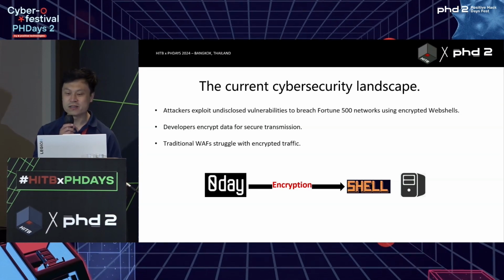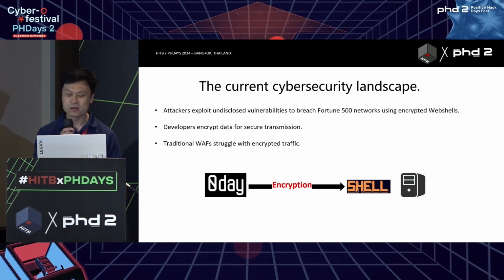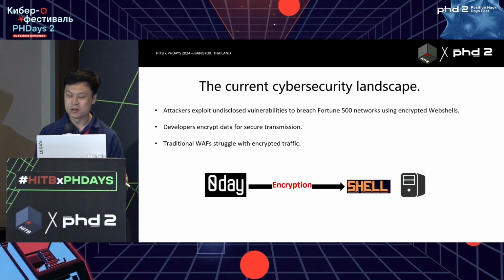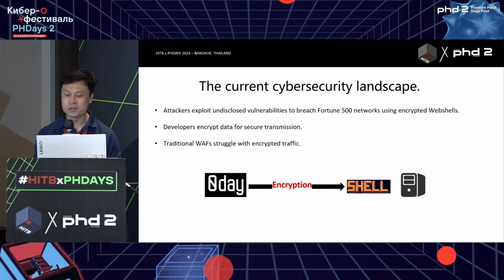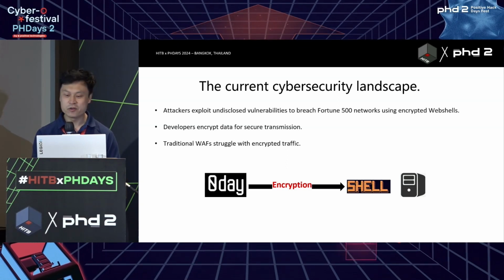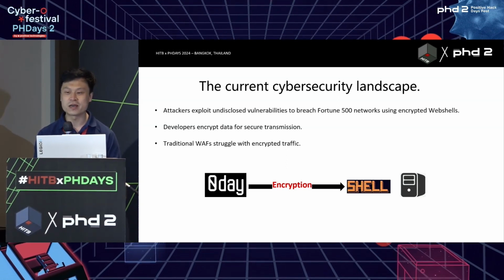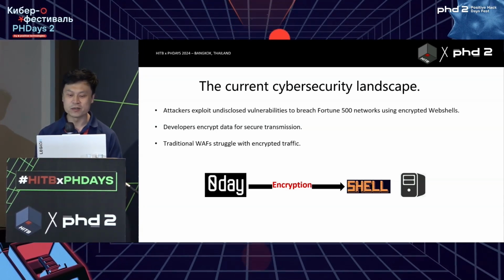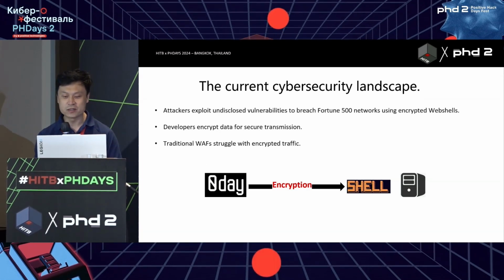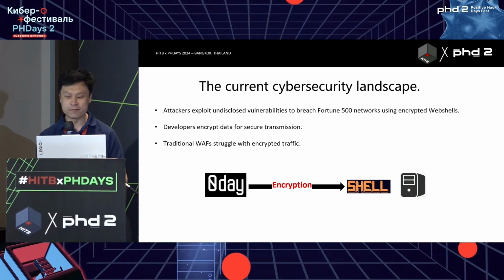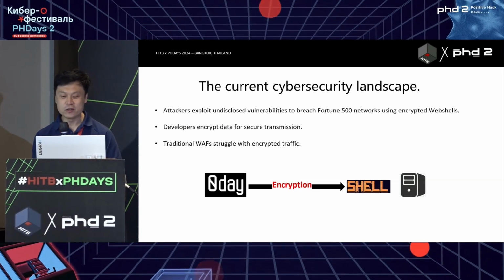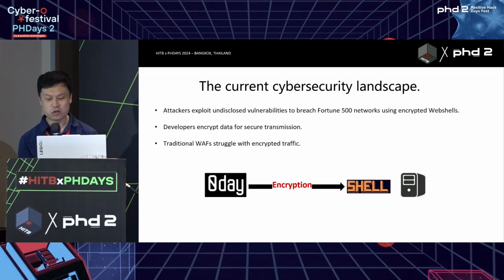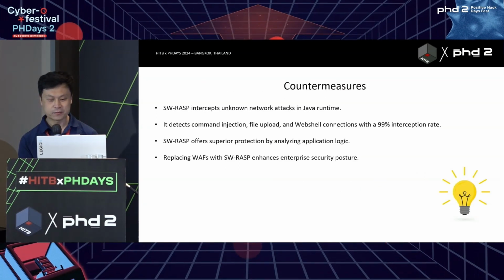In today's landscape of cyber attacks, attackers often exploit zero-day or undisclosed one-day vulnerabilities to breach the internal network of Fortune 500 companies. They frequently utilize remote control tools like WebShell. And as we know, developers will also encrypt traffic before transmission to enhance security. So the traditional WAF often struggles to handle encrypted traffic. It will run into trouble once the attacker's traffic is encrypted.